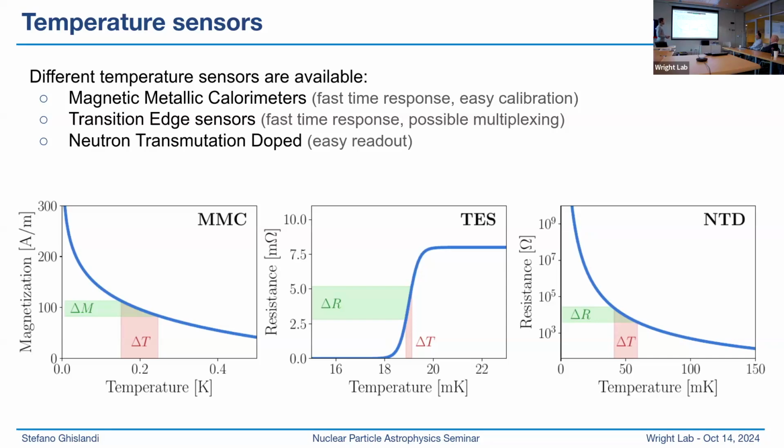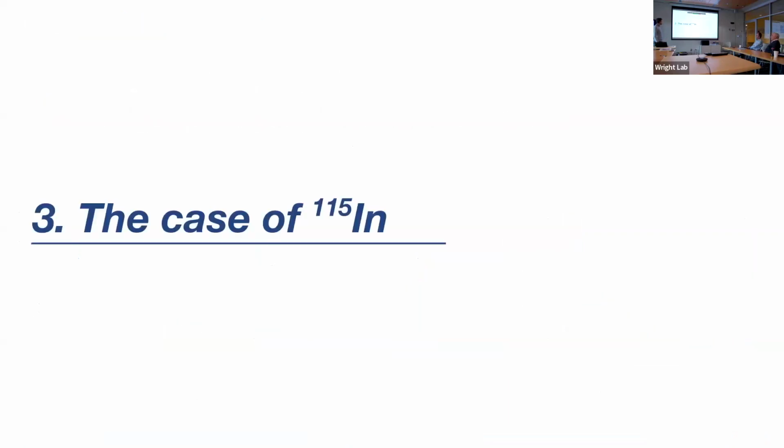The first two are relatively fast, and the first one has an easy calibration, while the second one can be multiplexed when you want a very high mass, so a large array of detectors. The last one is, let's say, the easiest to use because it can be read out quite easily. But it's characterized by a slower thermal response.